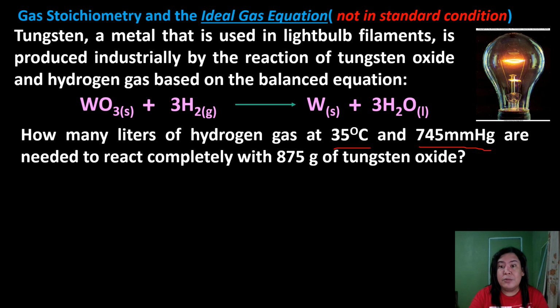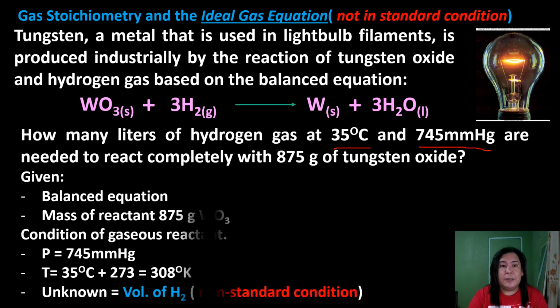So, nakalagay muna siya sa millimeter of mercury. Okay, so for our given, we have our balanced equation. So the mass of the reactant, which is 875 grams of tungsten oxide. So ito yon. So yung 875 grams of tungsten oxide.